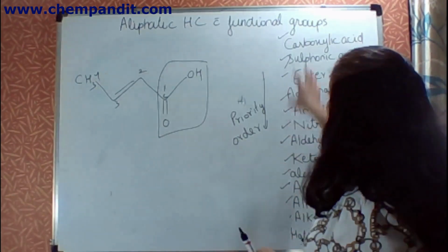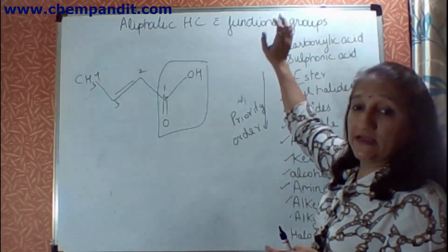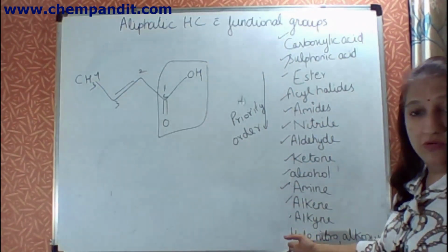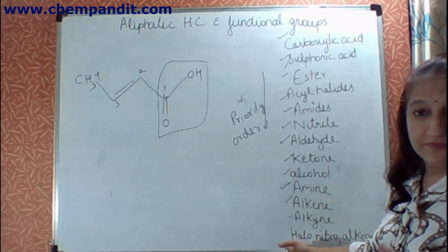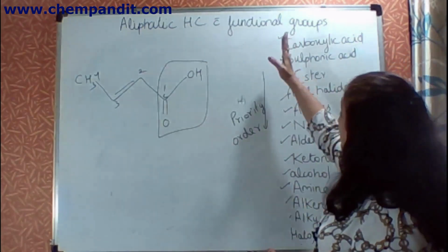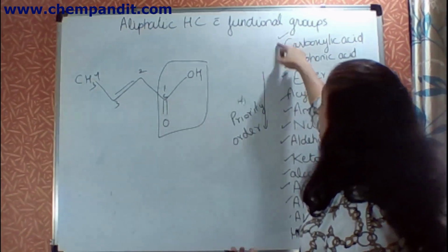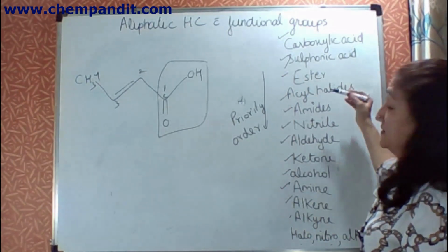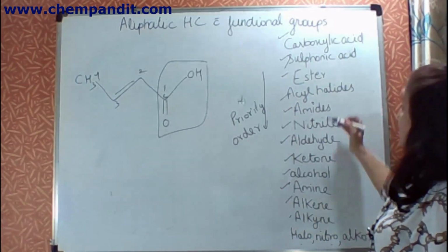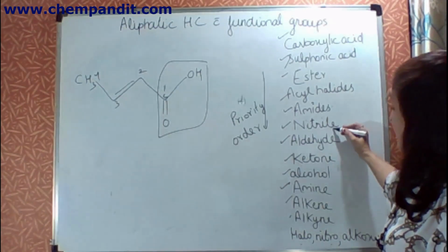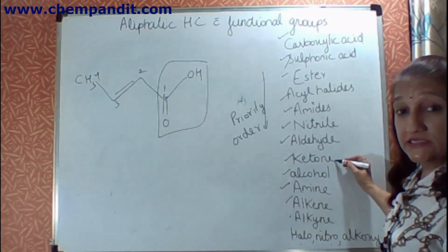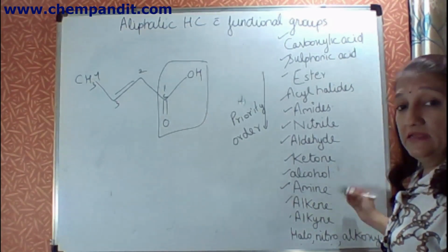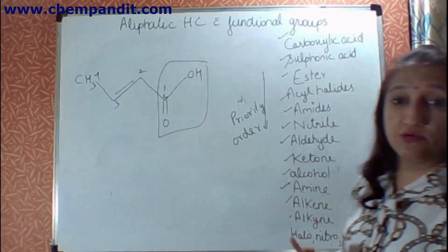Clear? Which means the highest priority is given to carboxylic acid and the lowest is given to alkene, alkyne, halo and nitro groups. Clear? So the highest priority is given to carboxylic acid group, then to sulfonic acid, then ester, then acyl halide, then amide, then nitrile, then aldehyde, then ketone, then alcohol, then amine, alkene, alkyne, and then halo, nitro or alkoxy groups.